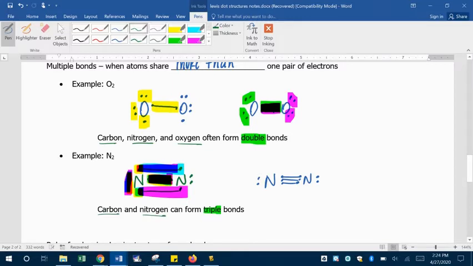So something to remember, a single bond is 2 electrons. A double bond is 4 electrons. And a triple bond is 6 electrons.